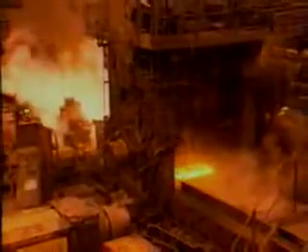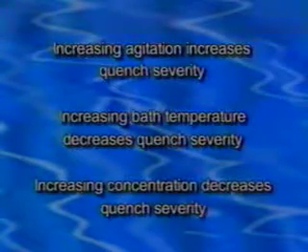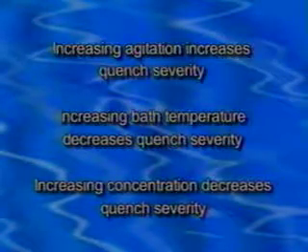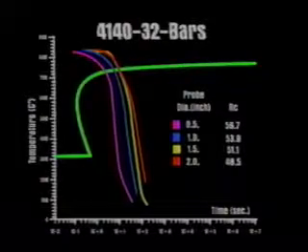In this presentation, a brief review of steel hardenability and its effect on quenchant selection was discussed. The effect of various quenching process variables on quench severity were reviewed. These include bath temperature, agitation, and for polymer quenchants, concentration. In general, increasing agitation increases quench severity, increasing bath temperature decreases quench severity, and increasing concentration decreases quench severity. The effect of cross-section size on the ability to through-harden steel was illustrated. The effect of part shape on the uniformity of the quenching process was also illustrated.